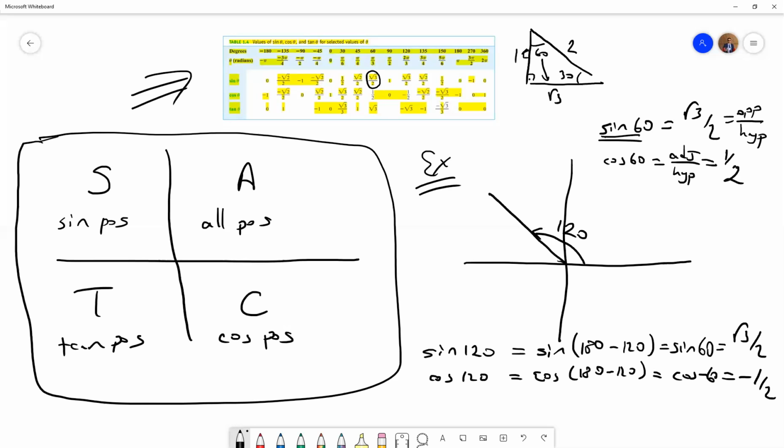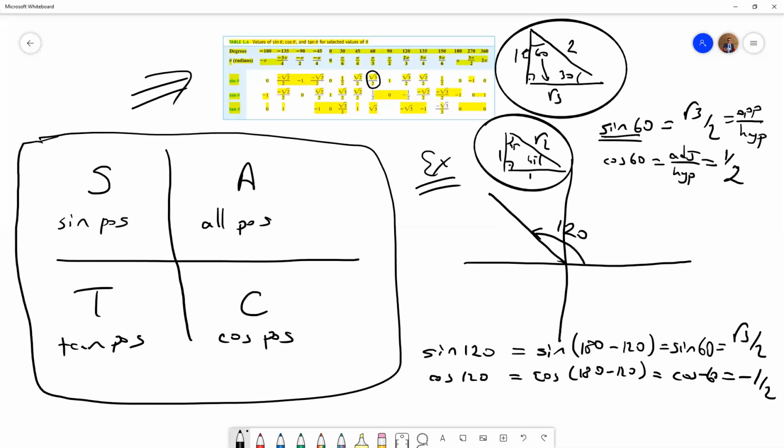I won't give this table, so you have to know this triangle and also this triangle for the exam. Not this one, this one. 45, 1, 1, square root 2. You also have this one and this one. So you can easily find these numbers also by knowing this one. All positive, sinus positive, A, S, T, C. Yeah, this is important.